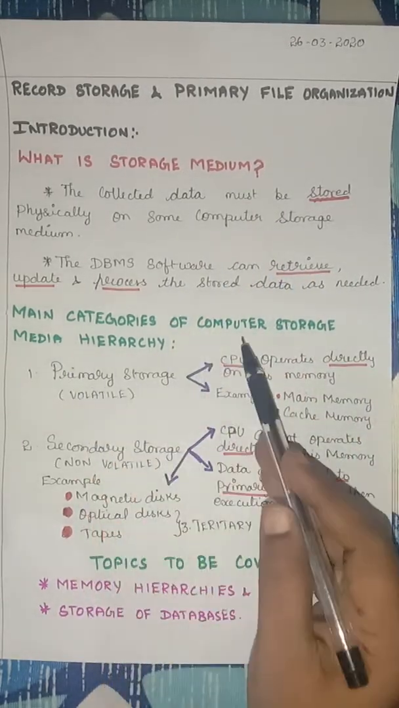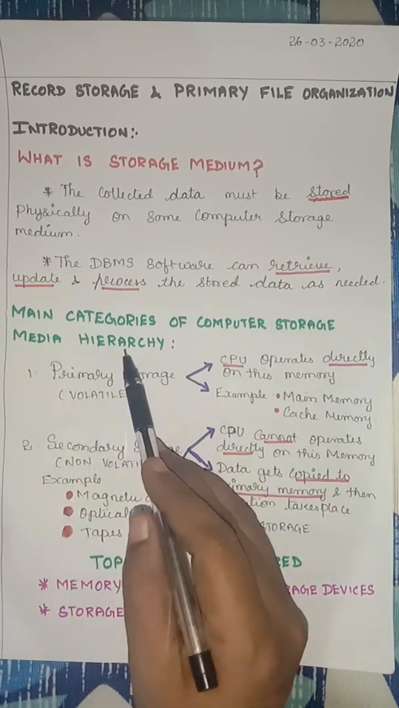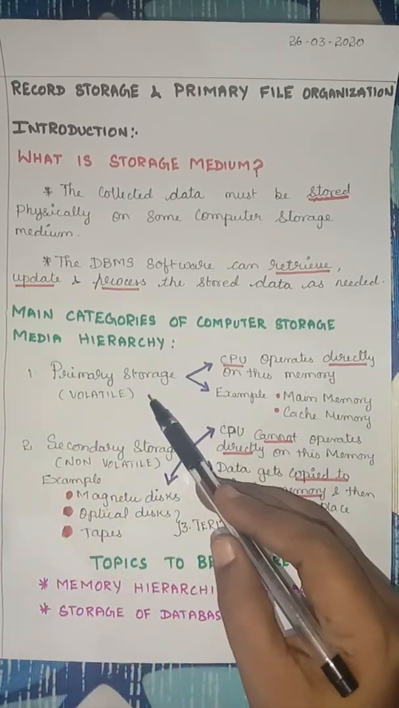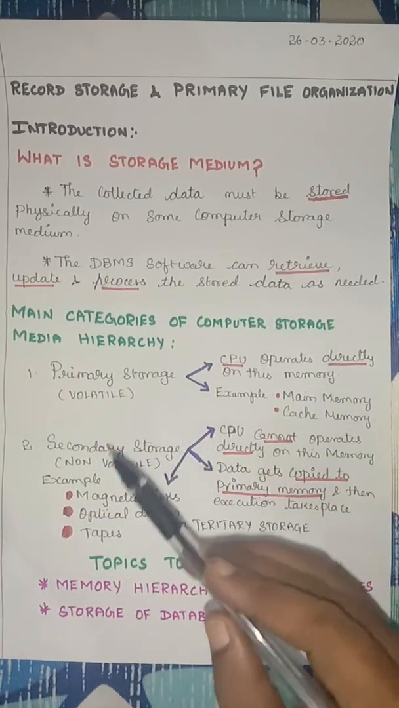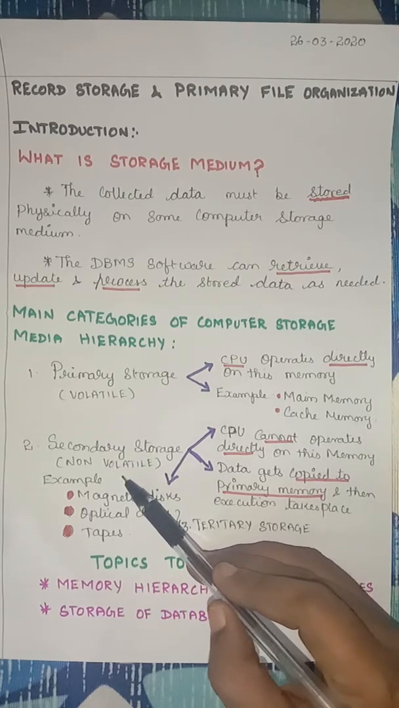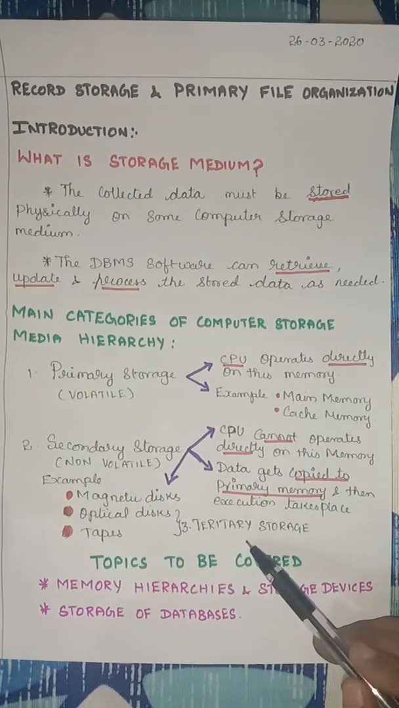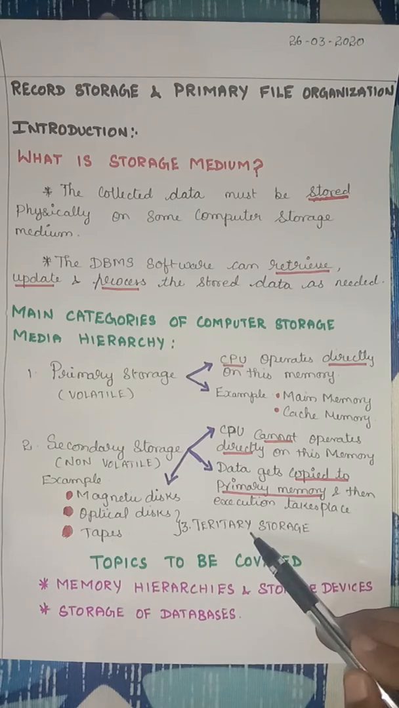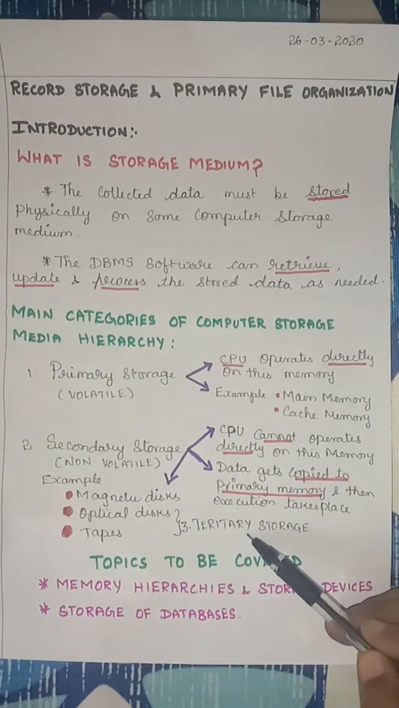There are three main categories of computer storage media hierarchy. The first main category is primary storage, and the second main category is secondary storage. The third main category is tertiary storage. This tertiary storage is an extension of the secondary storage.